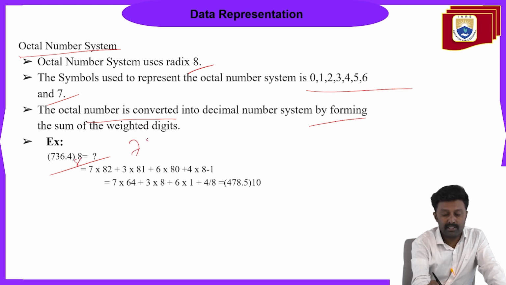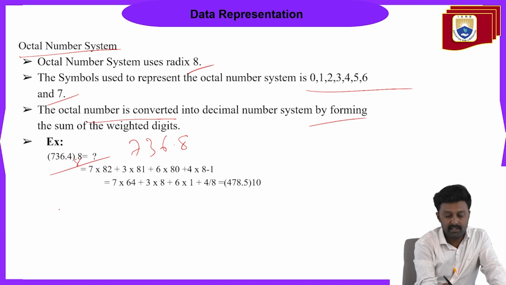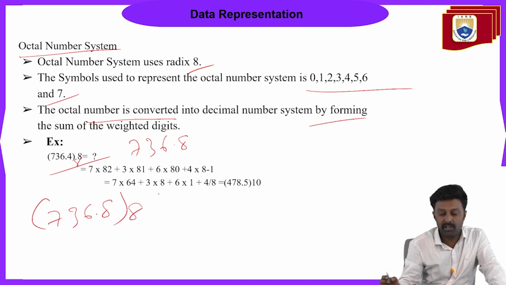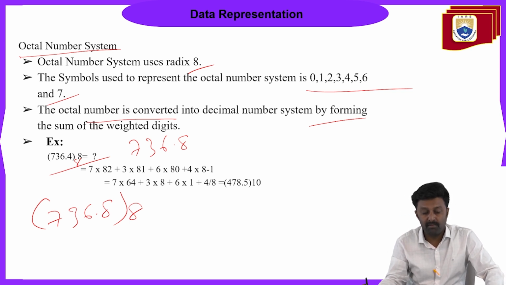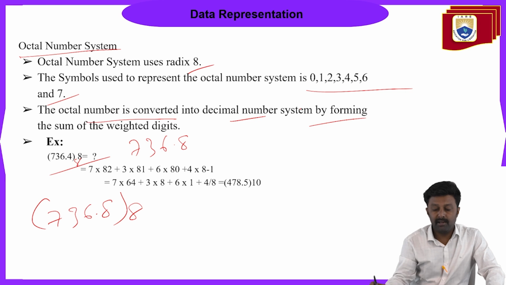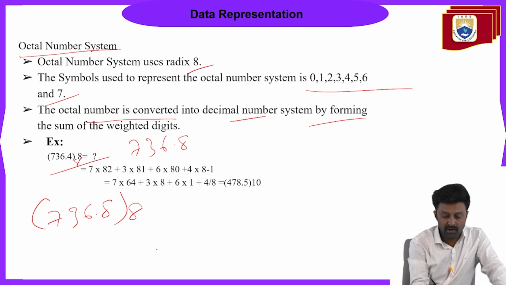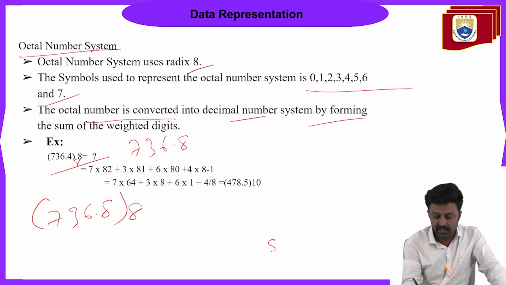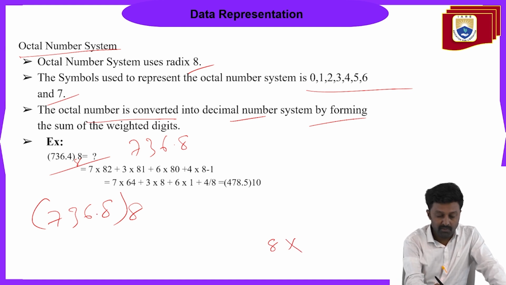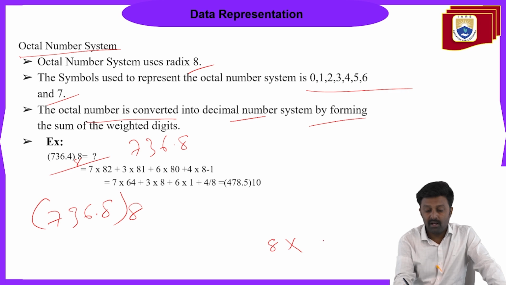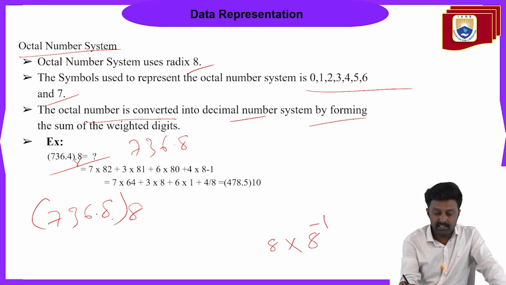This is a number, that is 736.4, radix 8. If you want to convert it into the decimal number, what we have to do is, after the decimal point, whatever number is there, we have to take that number. Since it is an octal number, we have to start from 8 to the power of -1.